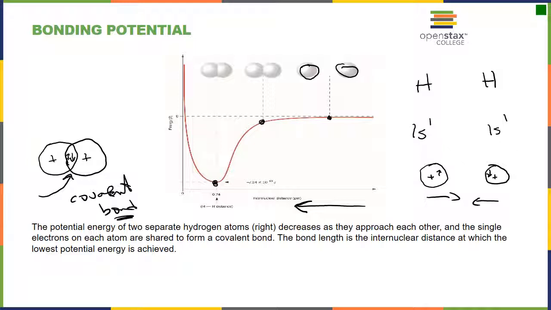Now, we're not going to draw these out because they're a pain, but here, if we are too far apart, it's not going to share. If we are too close together, the nuclei will bump into each other. But if we're the right distance apart, we're going to get an overlap in the atomic orbitals, and we're going to make a covalent bond. Bond length is the distance at which the lowest potential, most favorable energy is achieved.